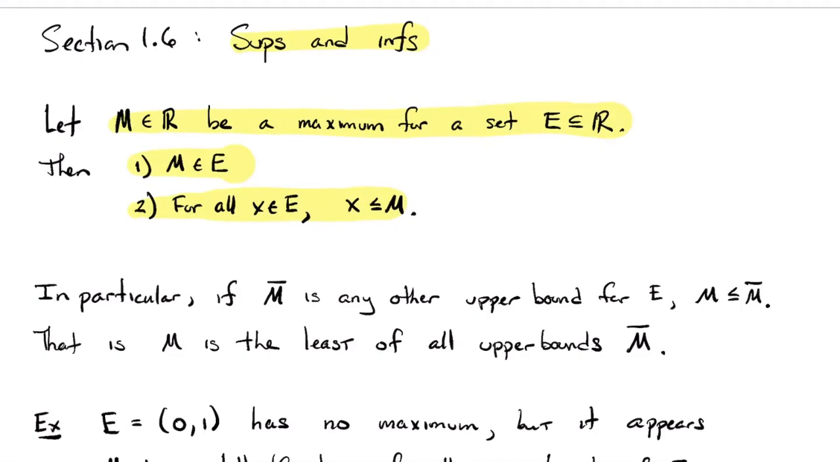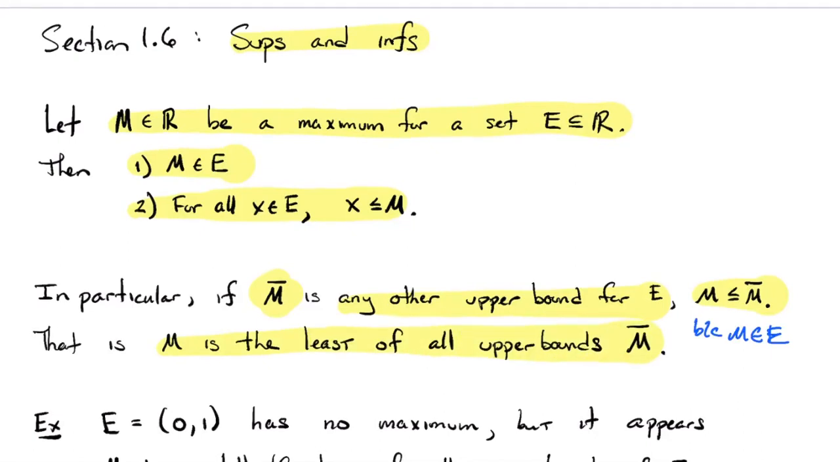All right. So in particular, if you took some other element, I'm just going to decorate the m, called m bar, and it's some other upper bound for E, well, then it would have to be greater than or equal to our m. Why is that true? That's true because m belongs to E, and an upper bound is greater than or equal to all elements of E. So in particular, it's greater than or equal to m. Okay, so this maximum element is, one way to say it, the smallest or the least of all upper bounds of the set E. m is the least of all of the upper bounds.